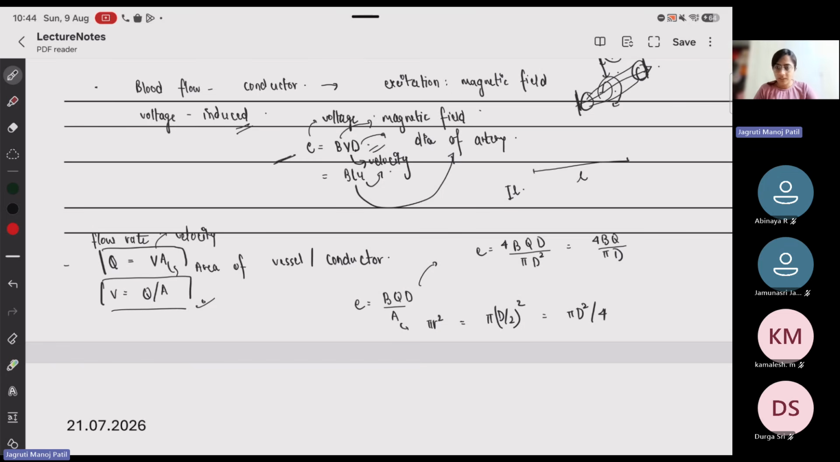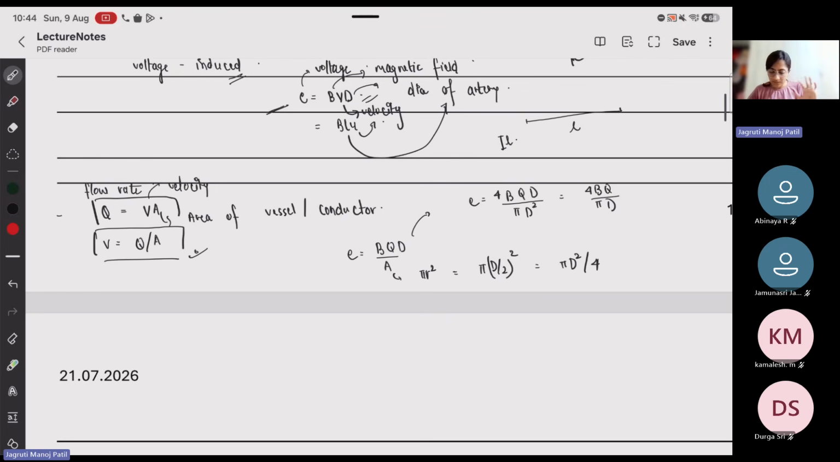Due to an application of it across the vessel that you are trying to measure, the induced voltage is proportional to the diameter of the vessel times the velocity of the blood flowing through it. So that is how you get induced voltage, because now blood flow acts as a conductive field, so it acts as a current there.